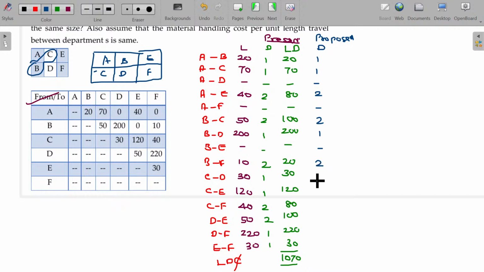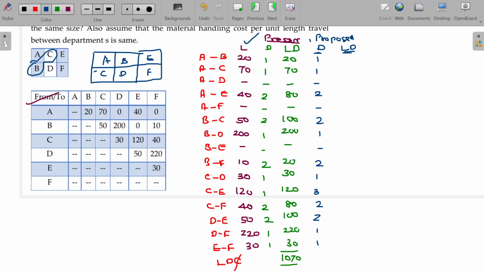And C to D, 1 distance. And C to E, 3 distance. C to F, 2 distance. And D to E, 2 distance. And D to F, 1 distance. And E to F also 1 distance. Now find out the load distance based on the proposed plan.